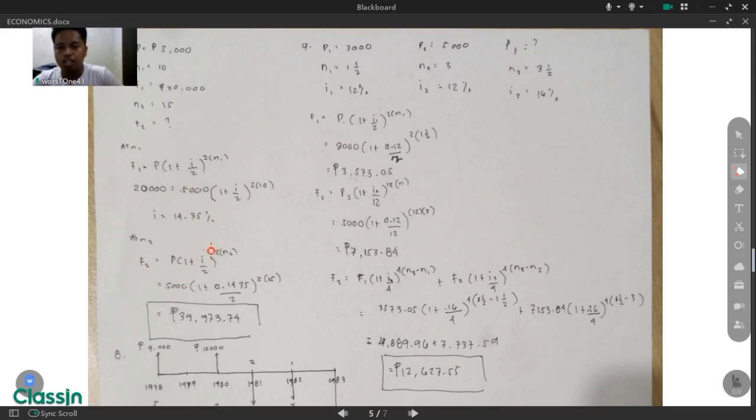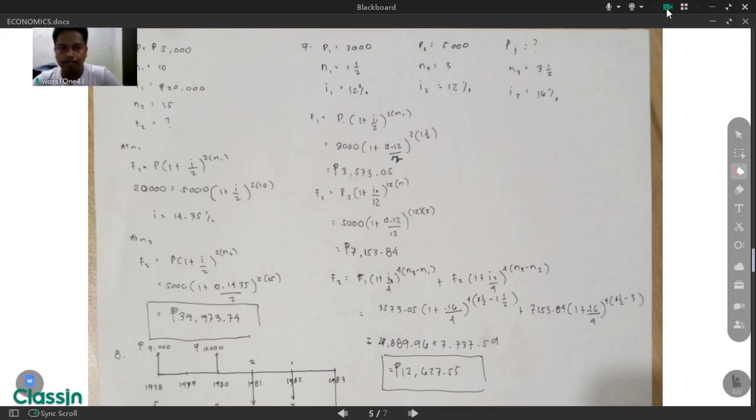Using it in the next, as our time is 15 years, we have F. So what will be the future worth? The missing part here already is the future worth. So P, which is again 5,000, times (1 plus 0.1435 over 2), since our interest rate is 14.35%, or 0.1435, raised to the power of 2 times 15, since it is semi-annually and our years is 15, so we'll be adding with 30. Solving it will produce 39,973.74 pesos.